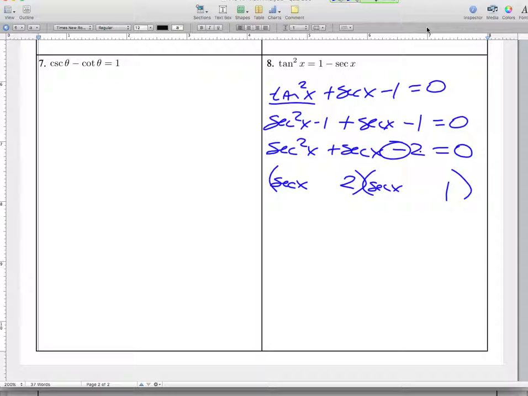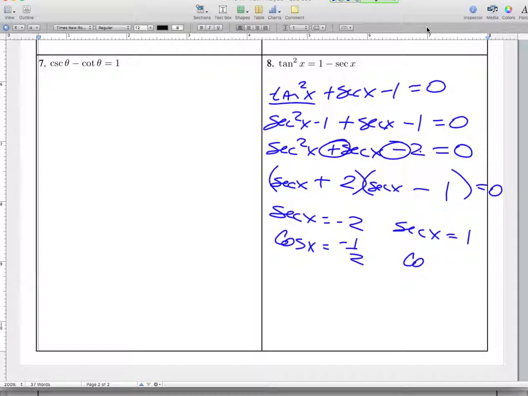That tells me different signs, and that the biggest one is positive. And what do we always do after we factor? Set them equal to 0. So this one's going to give me secant equals negative 2, which means I have cosine that equals negative 1/2. This one gives me secant equals 1, which means that cosine equals 1. So cosine equals 1/2 occurs at pi over 3.